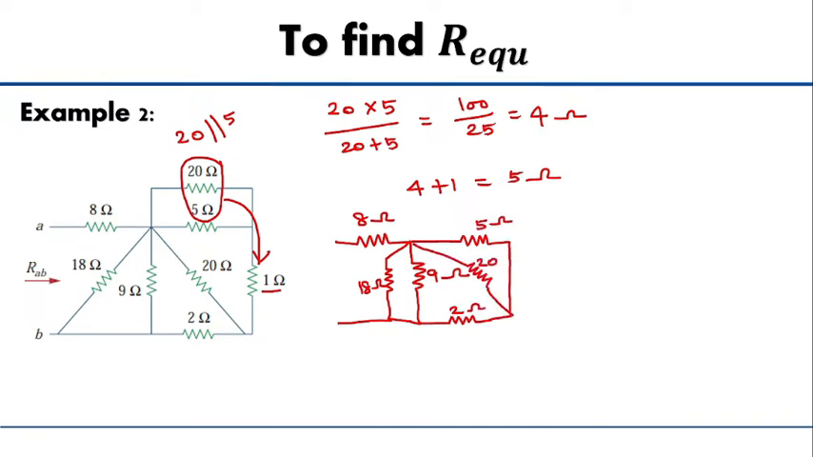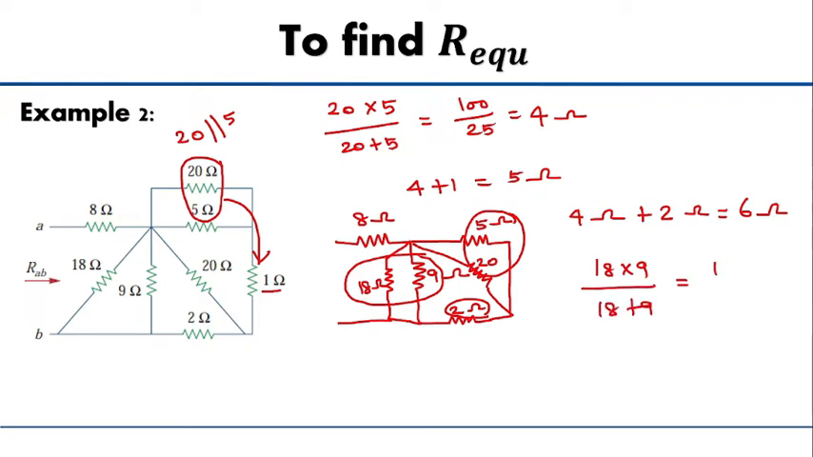Now again, the 20 ohm and 5 ohm resistors are connected in parallel, and that equivalent value is 4 ohm again, which is connected in series with this 2 ohm resistor. Therefore 4 plus 2 gives you 6 ohm. Similarly, these 18 ohm and 9 ohm resistors are in parallel, and that equivalent value will be 162 divided by 27, which gives you 6 ohm again.